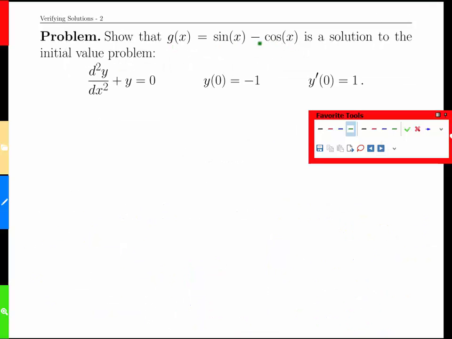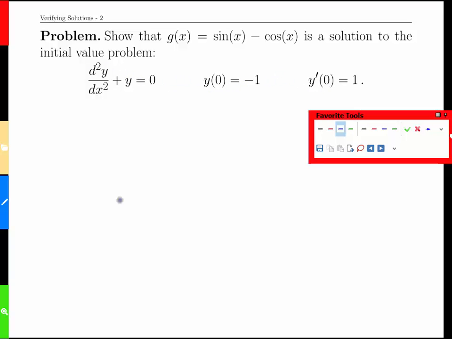Here's a more complex example for a more complex differential equation, and we'll see how this works out. Someone has proposed to us that g of x, sine x minus cos x, is a solution to this differential equation and also satisfying the initial conditions here. What we have in this case is 3 equations that have to be satisfied, and quite frankly, the first looks the most complicated. If a solution satisfies all 3, it'll have to satisfy these 2 first.